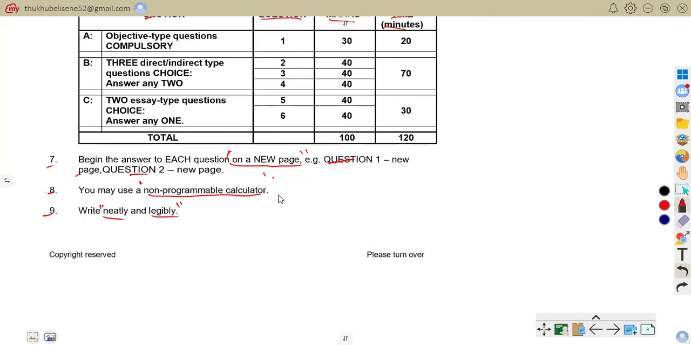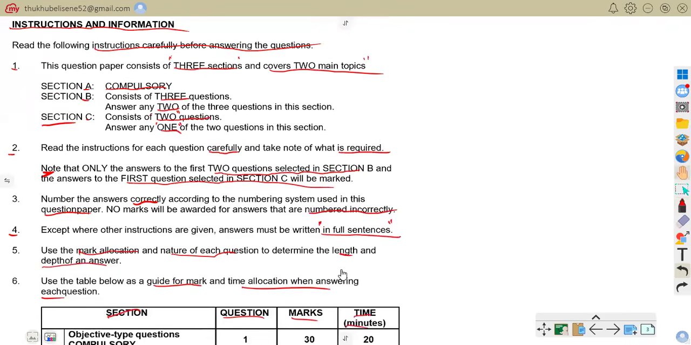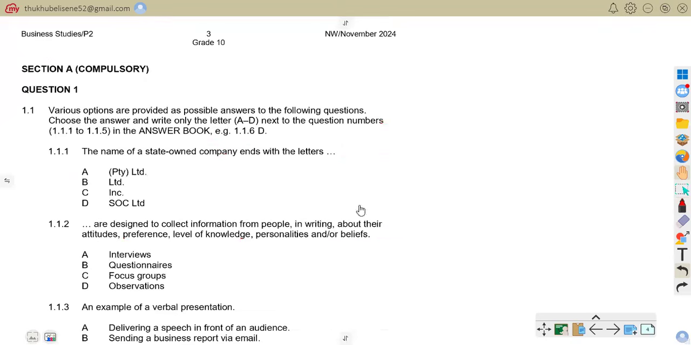But because your answers are written in such a way that they are not clear for the examiner, that is where your problem is going to be. When you are writing the examination, make sure that you impress your examiner. So writing neatly as well as legibly is very important. So without wasting much time, let us go to section A now.